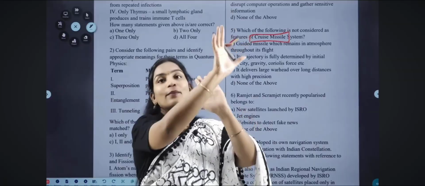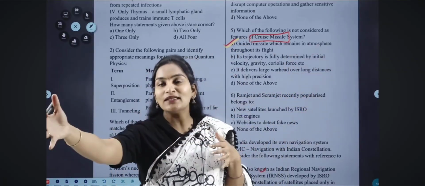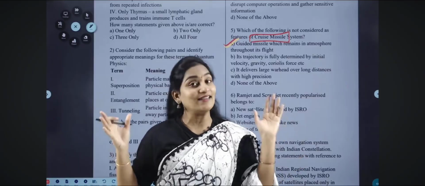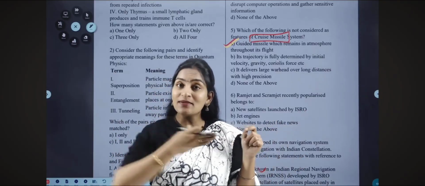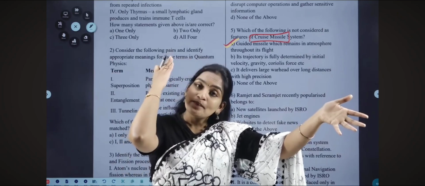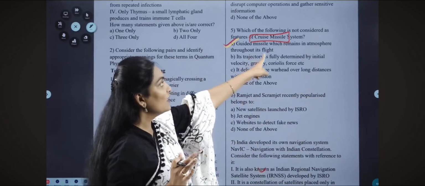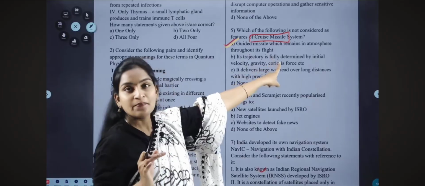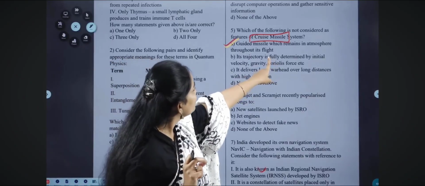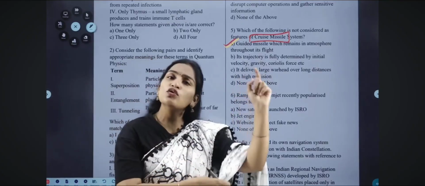Initially, based on whatever push you are giving, it can take the distance and the target. Think that the target was at a particular place and the person is moving here and there. Can the ballistic missile reach the target? Definitely no. So the cruise missile is a guided missile: even when the target moves from its earlier position, the cruise missile can take different paths and reach the target. That is why it is called a guided missile, which remains in the atmosphere throughout its flight. That is the feature of a cruise missile.